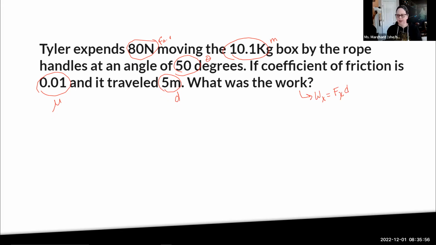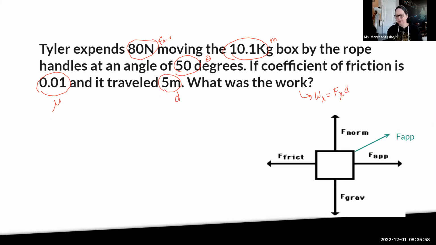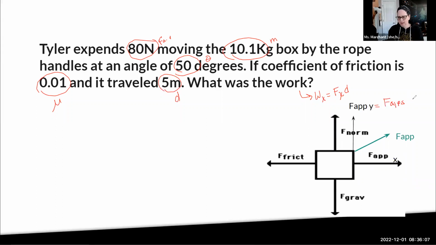Draw your free body diagram. The force applied is at an angle, so you're going to have to break it down into its component forces. Force applied in the y is force applied times sine theta. Force applied in the x is force applied times cosine theta. Hopefully that's starting to get situated here. What are we going to do? We're going to sum the forces in the x and the y again.